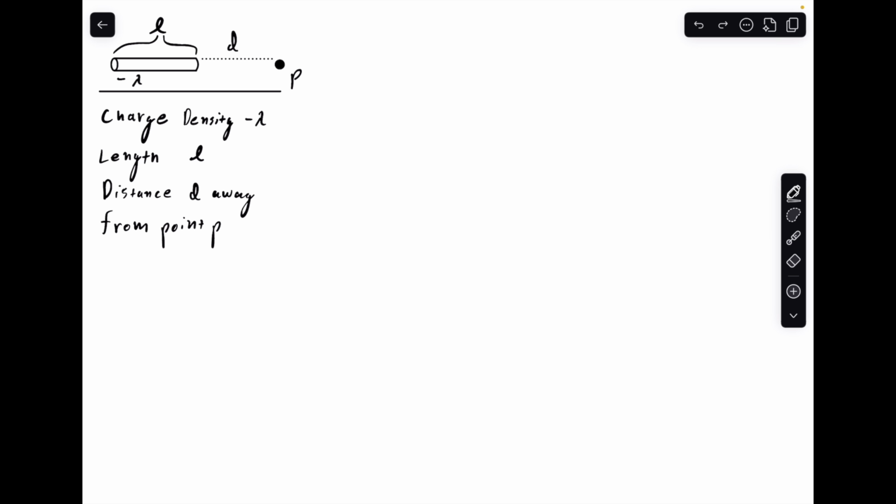And like I said in the last video, we're going to treat this like a rod of charge or a line of charge. And it doesn't matter that it's a cylinder because we're not given a radius, so we don't have to care about that. We don't have to care about any Gaussian cylinder or anything like that. No, we're just going to treat it like a line of charge. So let's just jump right into it.